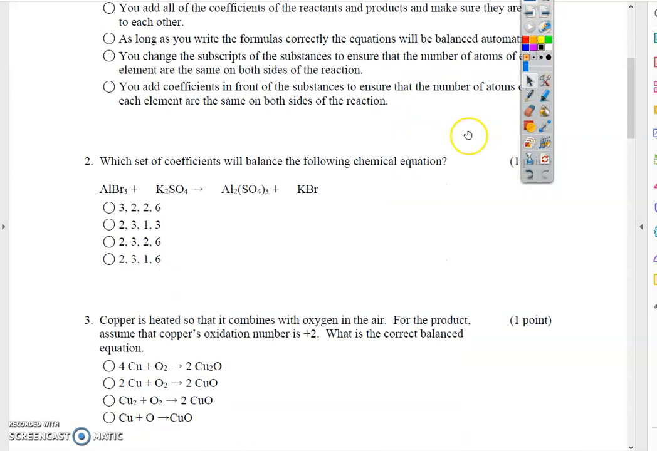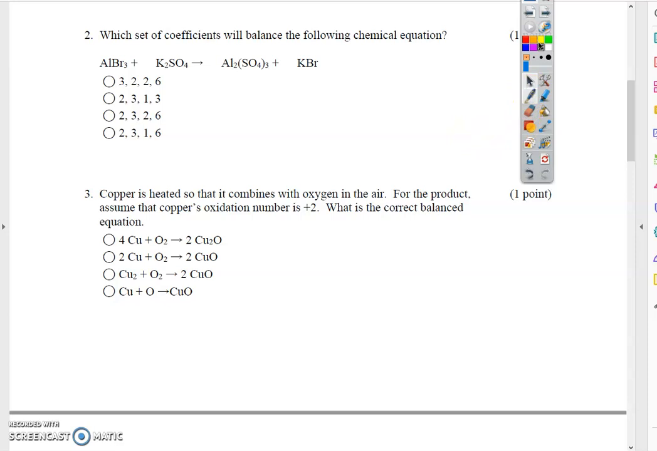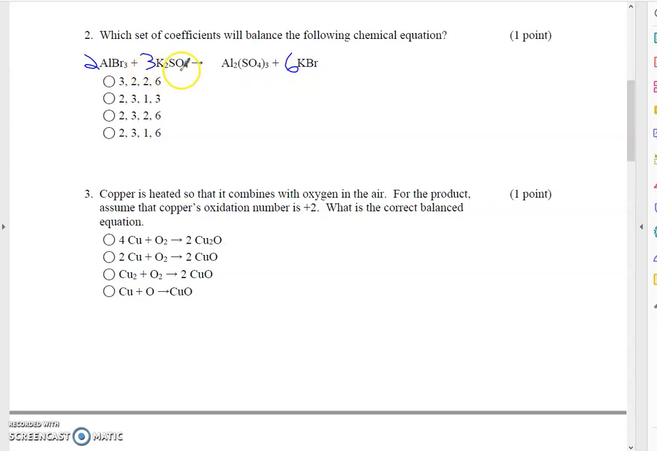The next one down then is practice balancing. So this is aluminum bromide plus potassium sulfate yields aluminum sulfate and potassium bromide. Now there's different ways you could do this. You could start with different elements. So for example, if I just start with aluminum, there's 2 on the right. So I'm going to put a 2 here to balance out the aluminum. Now that gives me 6 bromine. Remember, you multiply the coefficient and the subscript. So I'm going to put a 6 here. Now that gives me 6 potassium. So I put a 3 here for 6 potassium. Now that gives me 3 sulfates, and there's 3 sulfates on the left.